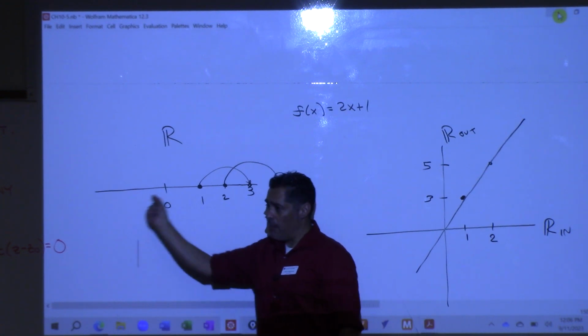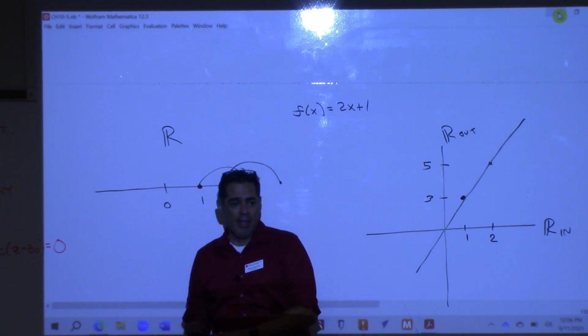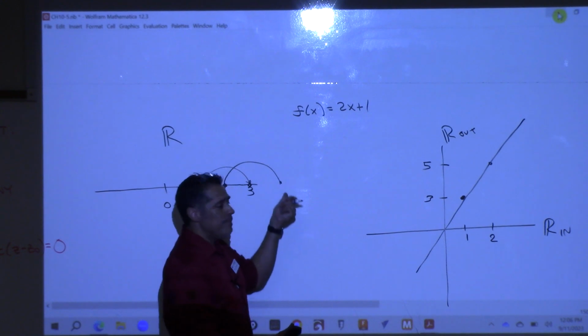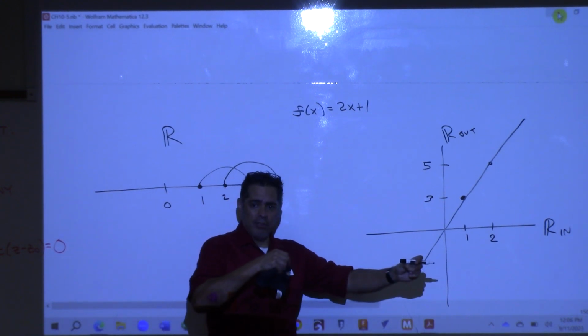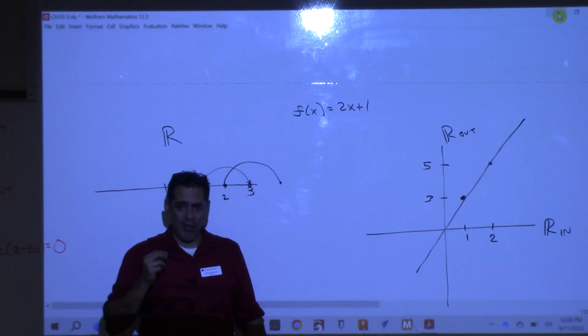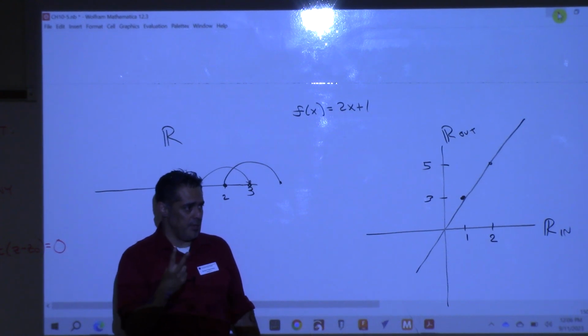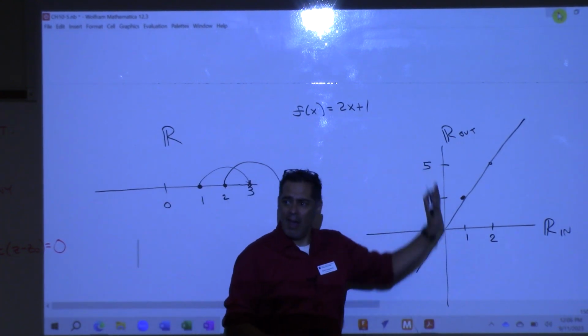Right? Which comes off a number line, which is one-dimensional. The output is a real number, right? Which again is one-dimensional. So in order to visualize this, we only need what? 2 dimensions, right? The input and the output.